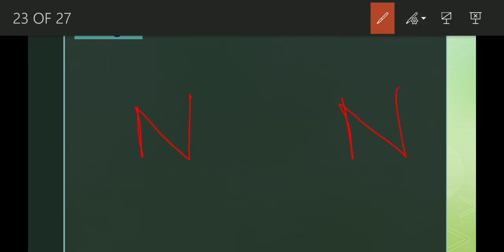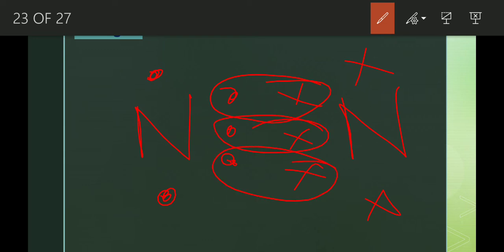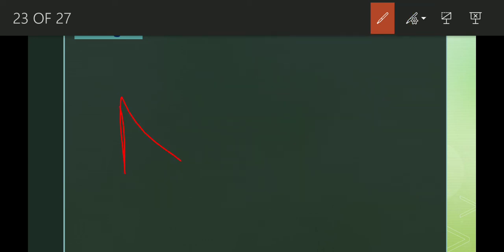Let's draw 2 nitrogen atoms. 1, 2, 3, 4, 5. Let's write it in this way, so that you can understand more easily. 1, 2, then 3, 4, 5. See, they will share 3 pairs of electrons. Now 1, 2, 3, 4, 5, 6, 7, 8. For this nitrogen also, 1, 2, 3, 4, 5. Okay, I'm drawing again. Nitrogen, 1, 2, 3, 4, 5. 1, 2, 3, 4, 5. These 3 pairs of electrons will be shared.